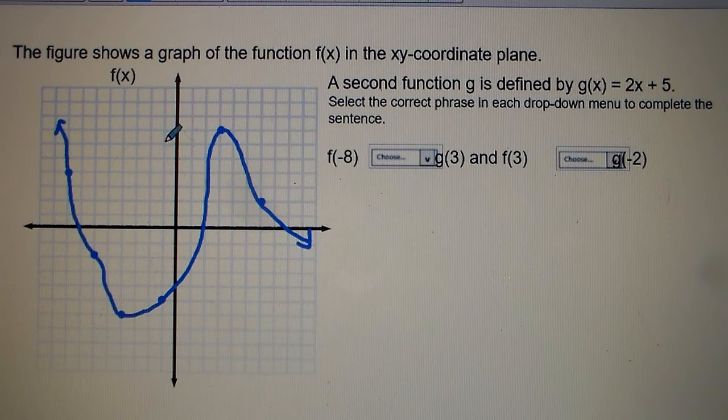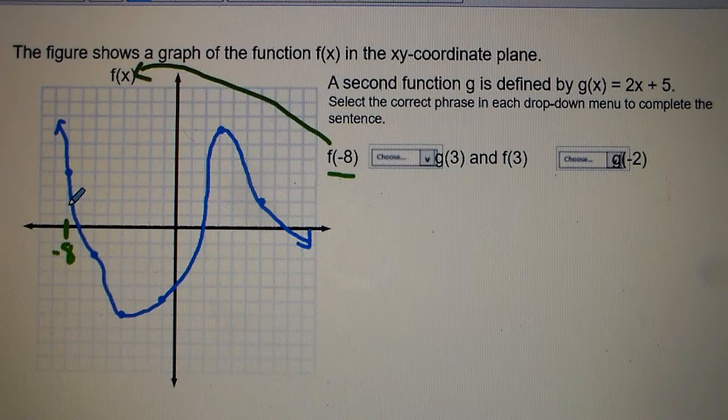Let's do another. We got plenty of time to do a bunch of them. So f of negative 8. Since it tells us f, that means we have to use the f of x function, so we have to use the graph. At the graph at negative 8, so 1, 2, 3, 4, 5, 6, 7, 8, what is my y value? 1, 2, 3, 4. It crosses at positive 4. That's the height of that little dot. So f of negative 8 is at positive 4.